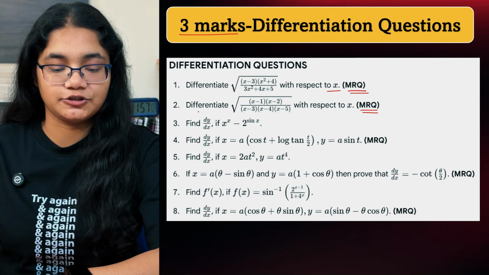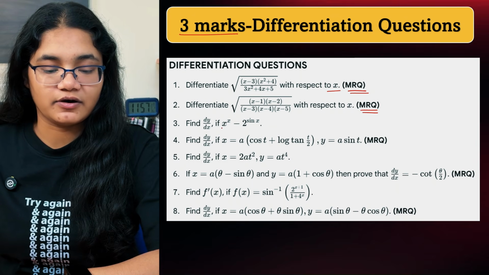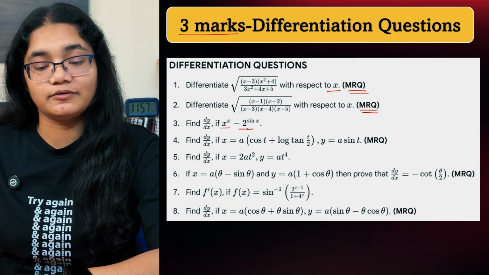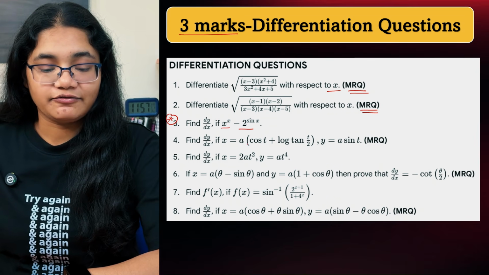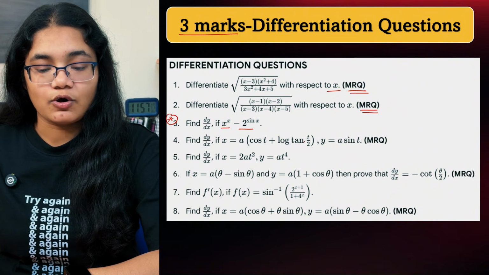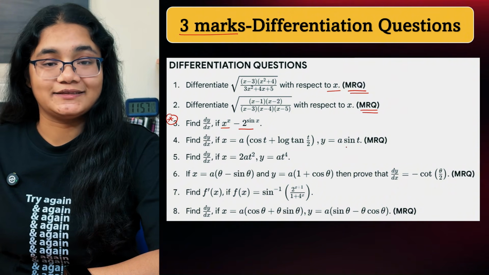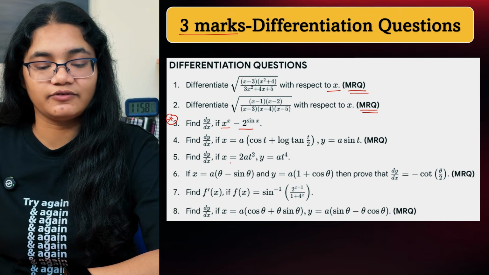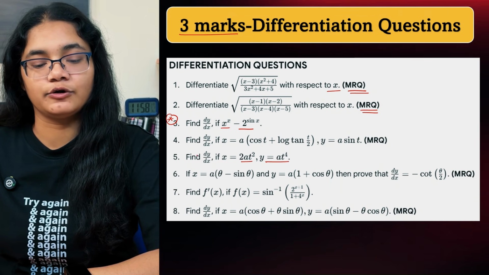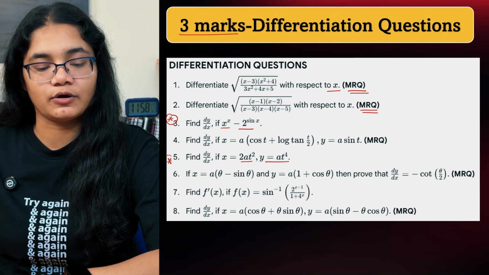For the 3-marker section, find dy/dx if x^x − 2^(sin x). This is also an important previous year question. Find dy/dx if x = a(cos t + log tan(t/2)) and y = a sin t. You have to solve this. Find dy/dx if x = 2at² and y = at⁴. This is also an important question.